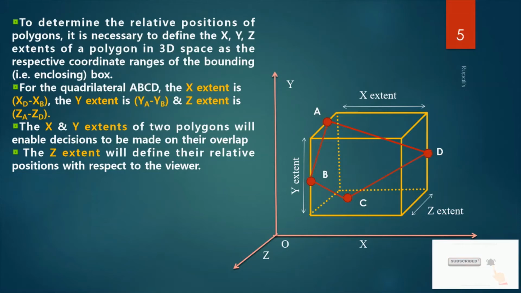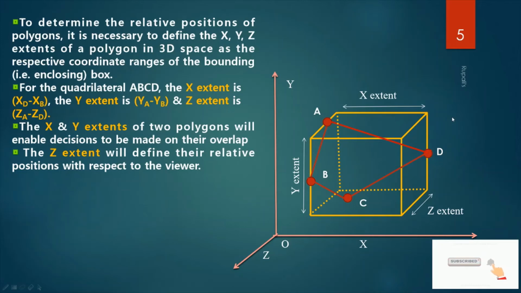Now, to determine the relative position of polygons, it is necessary to define the x, y, z extent of a polygon in 3D space as the respective coordinate ranges of the bounding or enclosing box, this box. Now, for the quadrilateral ABCD, what is the x extent? X extent is xd minus xb. What is the y extent? This is our y axis. So, y extent will be ya minus yb. And what is the z extent? This is the z axis. So, z extent will be za minus zd, in this way.